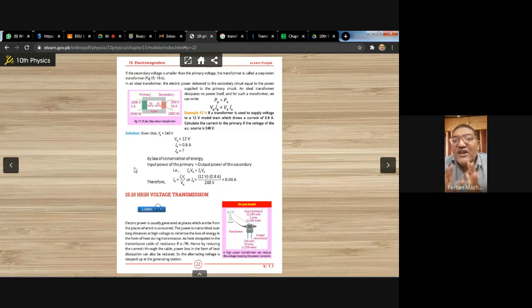Please, beta, don't forget this. Very, very important example. And it can be in the paper because it is very simple and short, and it can be given for 2 marks. Okay.